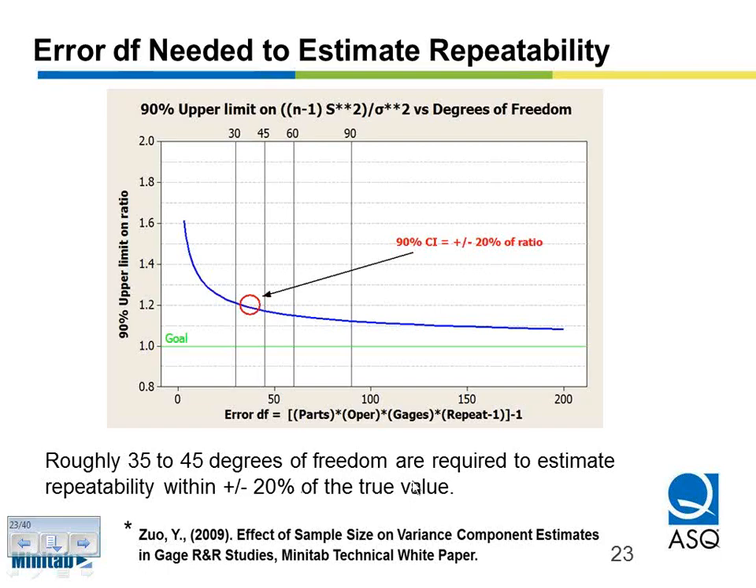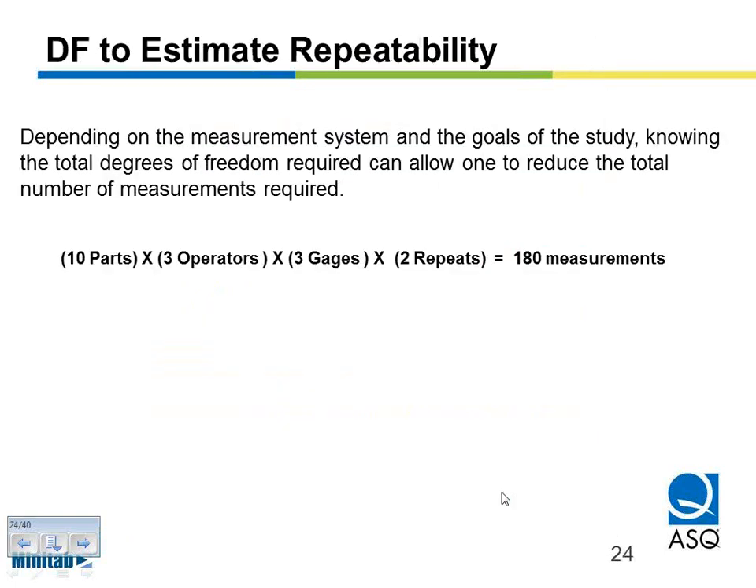Now that's a very important number to know, because that's setting your baseline for the absolute minimum number of combinations of part, operator, and gauge that you must have in your sampling plan to do a reasonable job of estimating the gauge repeatability. Now what that combination turns out to be doesn't matter. It's the repeats that are critical. So let's look at our standard study at 10 by 3 by 3 by 2, those 180 measurements. Those give us 90 degrees of freedom with which to estimate the repeatability.